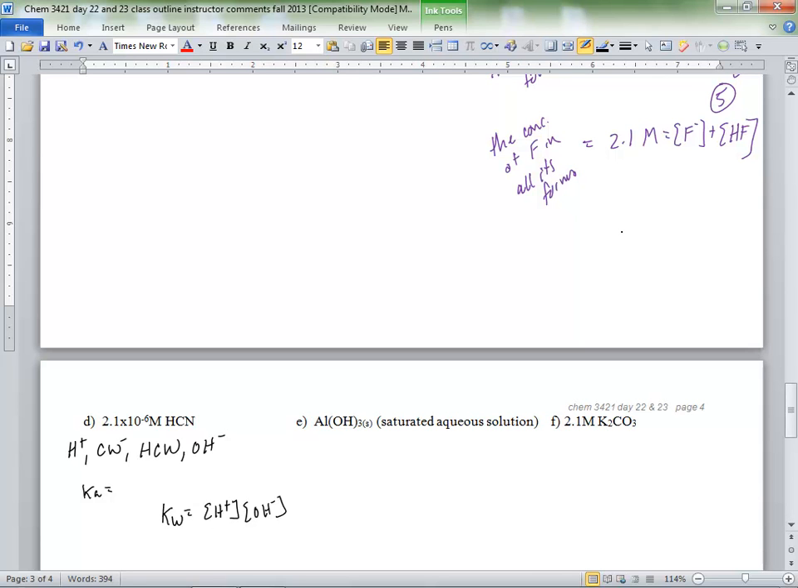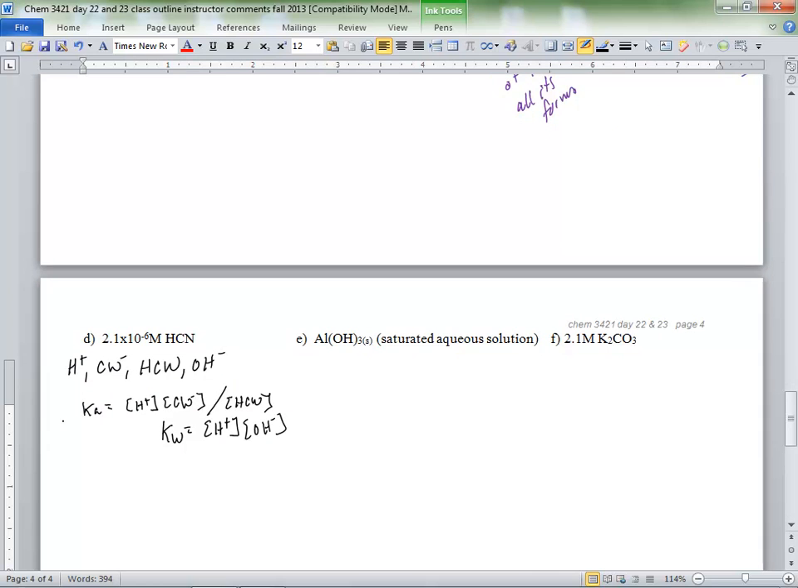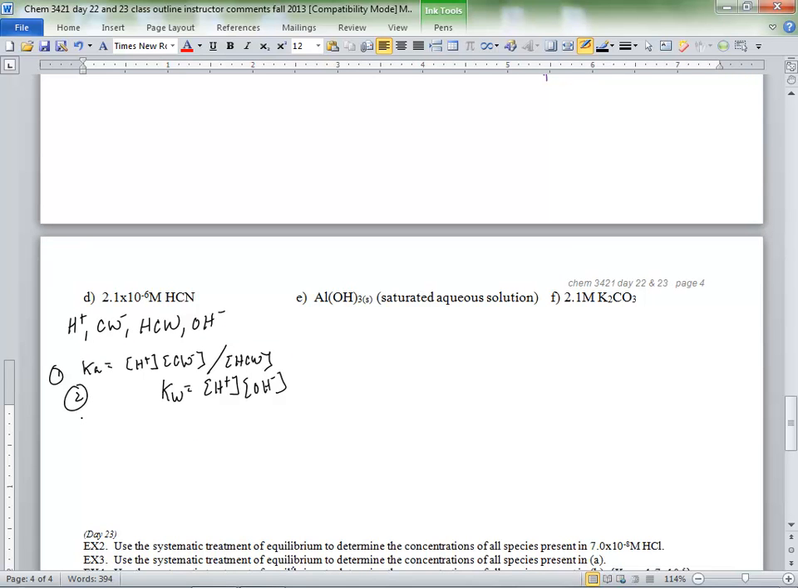Then in example C, where we had 5, let's finish this out so everyone can follow what you're saying, Matt. The Ka expression, everyone, is products over reactants: H plus, CN minus, all over HCN. Then we wrote the Kw. That's our second one. Then what was next on the list? Charge balance. So all the positive cations on one side, anions on the other.